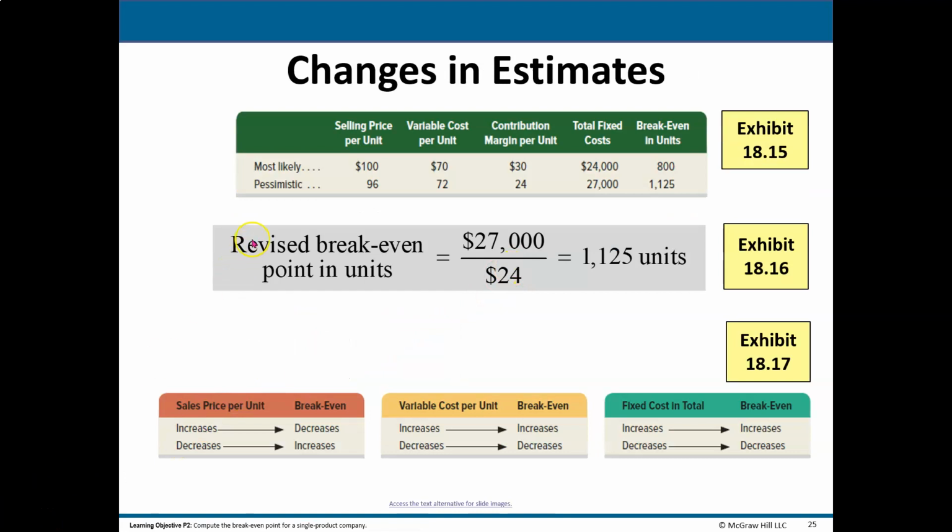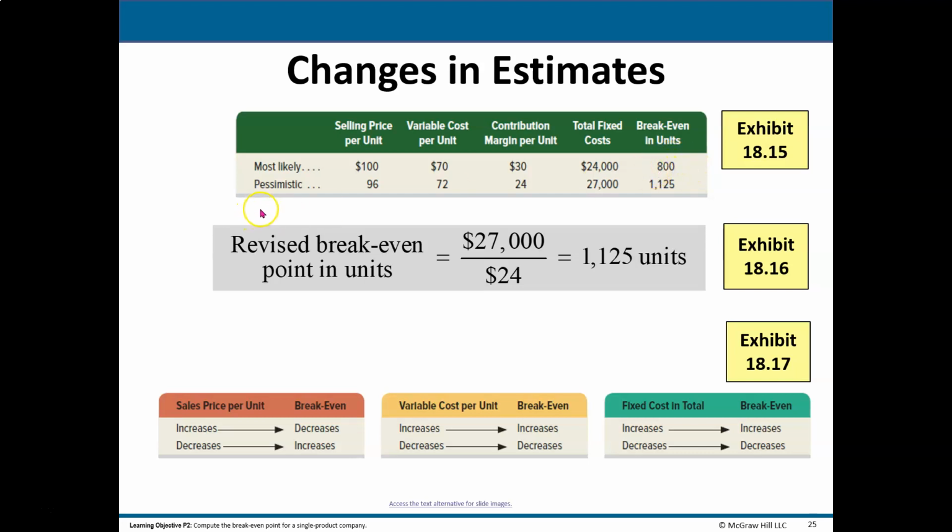Now, we have estimates here that most likely we'll be able to sell a football for $100 per unit, and it'll cost us $70. So we'll have a contribution margin per unit of $30 per football sold. Our total fixed costs are $24,000. Our break-even in units is 800 units.